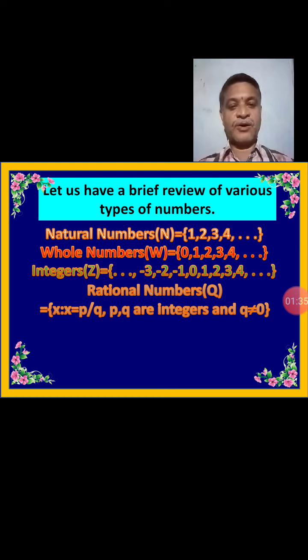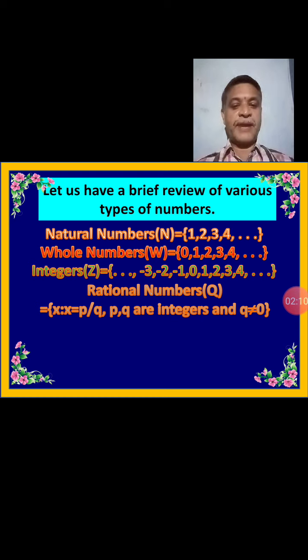And the next one is rational numbers. Up to this point we learnt in 8th class. Rational numbers are also called quotient numbers. That's why we denote rational numbers by Q. And these numbers are the set of all x such that x is equal to p by q. That means all the numbers in the set of rational numbers are in the form of p by q, where p and q are integers.